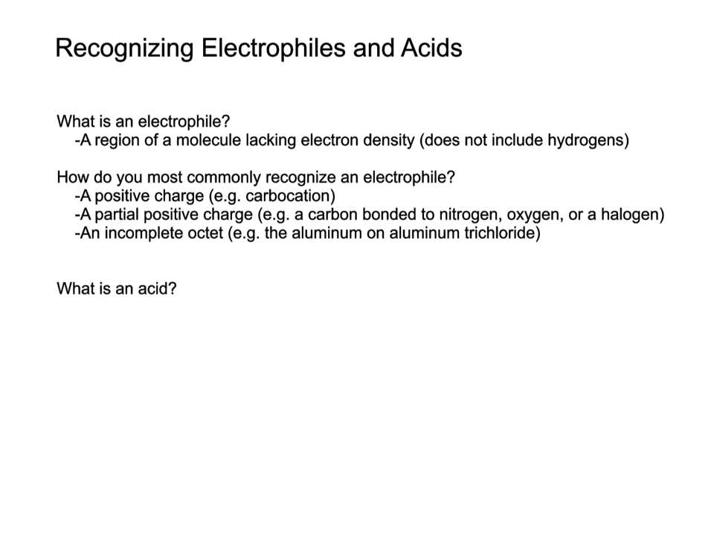Now let's move on to acids. So what is an acid? Well, an acid is simply a hydrogen lacking electron density. That's why we can't include hydrogens in our definition of an electrophile, because that would infringe upon what the definition of an acid is.